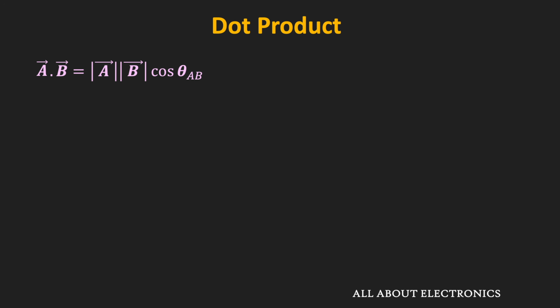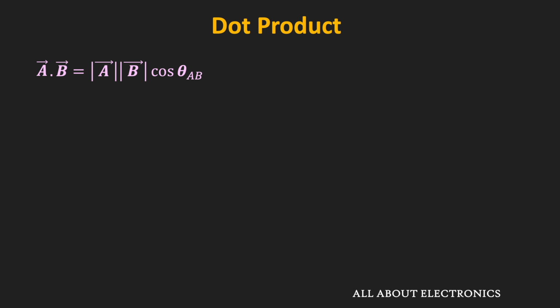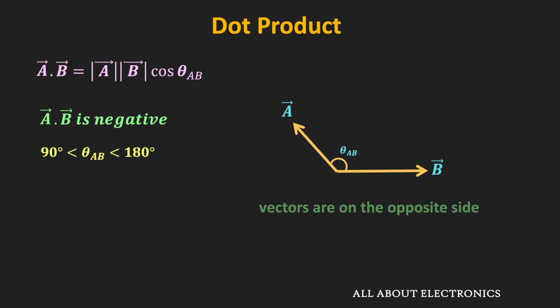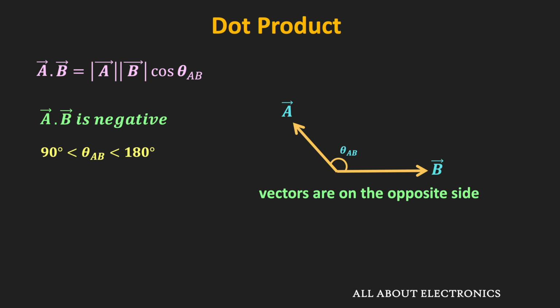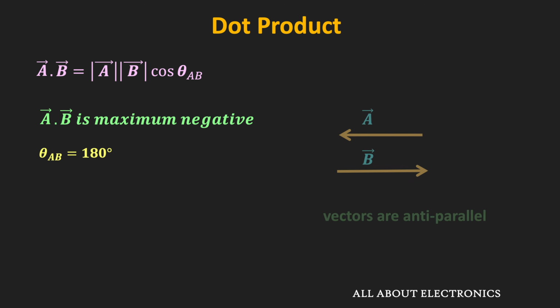On the other hand, when the angle between the two vectors is equal to 0, then this A dot B will be the maximum value. And that will happen when both vectors are parallel to each other. Likewise, when the dot product between them is negative, the angle between the two vectors will be an obtuse angle, and in that case, both vectors are going in opposite directions. Whenever the angle between the two vectors becomes 180 degrees, A dot B will become maximum negative. That will happen when both vectors are antiparallel.